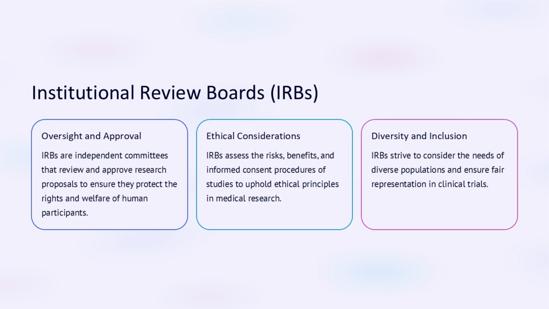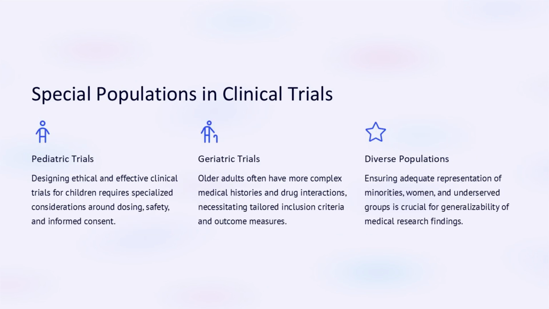IRBs play a critical role in the medical research process, providing essential oversight and approval to safeguard the well-being of study participants. Designing clinical trials for children requires special considerations around dosing, safety, and informed consent from parents/guardians. Older adults often have more complex medical histories and drug interactions, so we need to tailor inclusion criteria and outcome measures for geriatric trials. Ensuring adequate representation of minorities, women, and underserved groups is crucial for the generalizability of medical research findings. This helps ensure the results apply to the broader population.